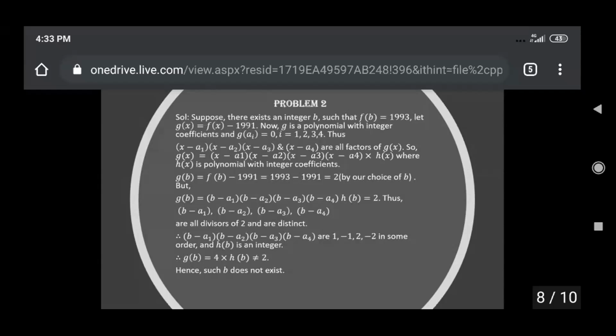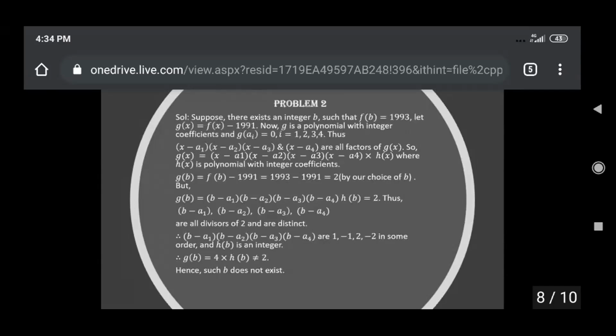We can change the order as 1, minus 1, 2, minus 2. We can change to any order in that equation for 1, minus 1 and 2, minus 2. And we have considered that h of x is a polynomial with integer coefficients, so h of b will also be an integer. So hence we get that g of b will be equal to 4 into h of b. Since it is equal to 4 into h of b, any factor of 4 is not equal to 2. Therefore, such b doesn't exist. By contradiction only we have proved.